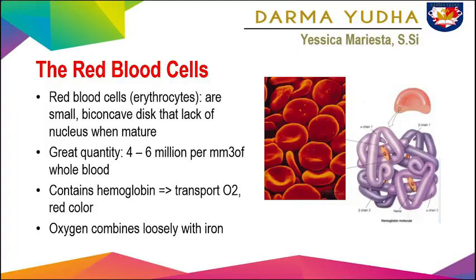So the red blood cells are small. They are biconcave discs that lack a nucleus when mature. They also exist in great quantity, about 4 to 6 million per cubic millimeter of whole blood.